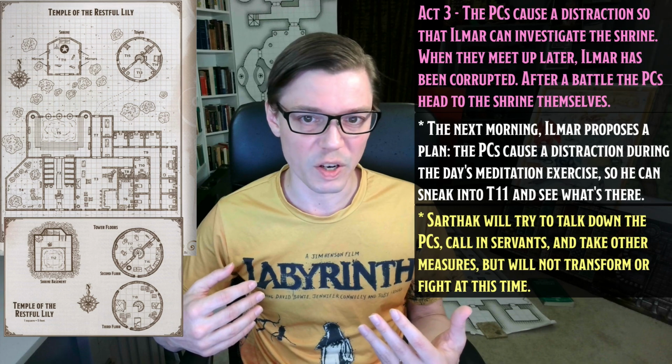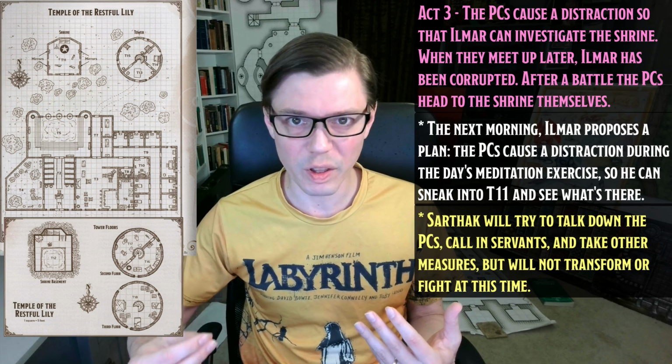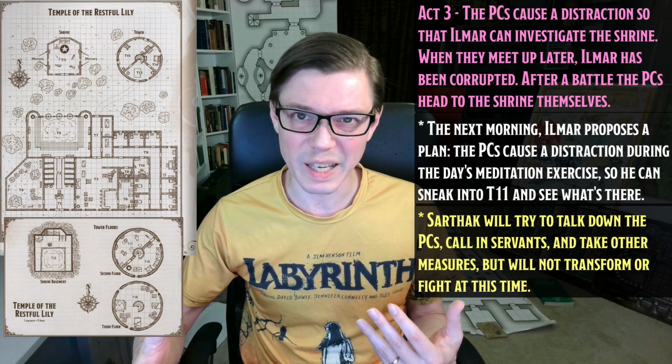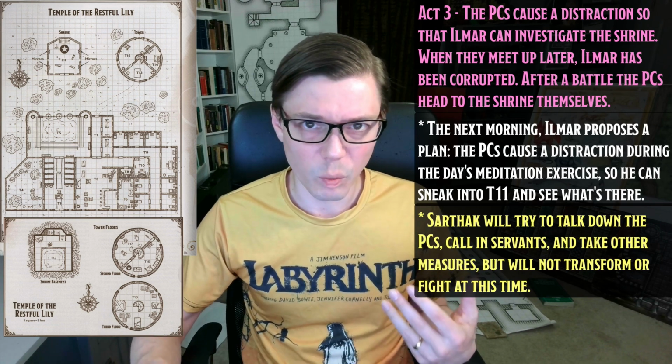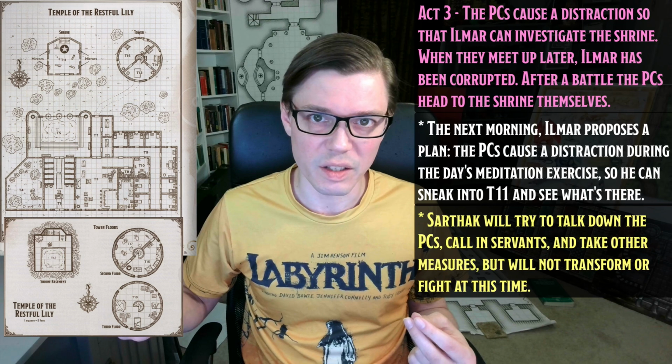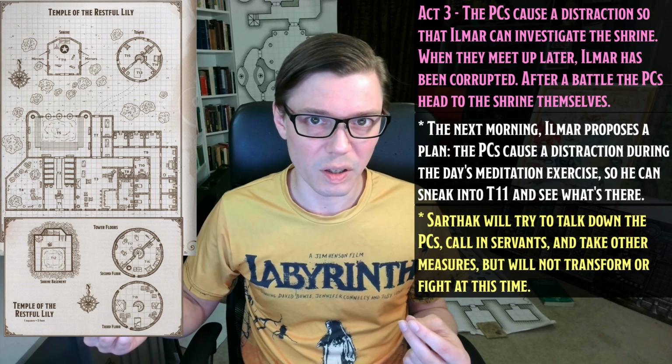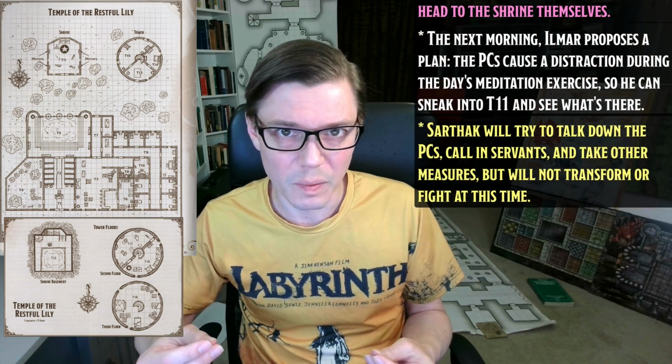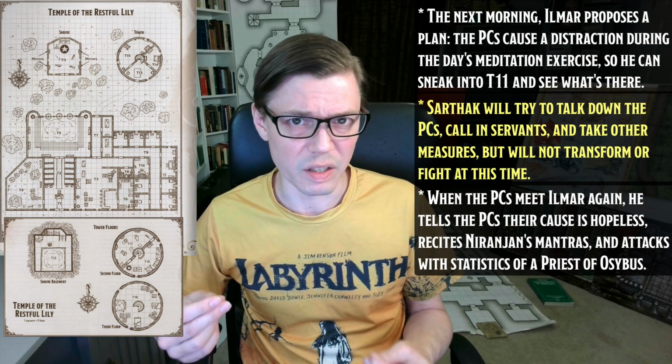This is a wonderful situation where the PCs know the truth, they know that they're being deceived, but they're not really in a position to do much about it. Once the PCs and Sarthak reach some kind of agreement, they leave the meditative area in T4 and meet up with Ilmar. Once they meet up with Ilmar, the PCs should notice that something is different about him.